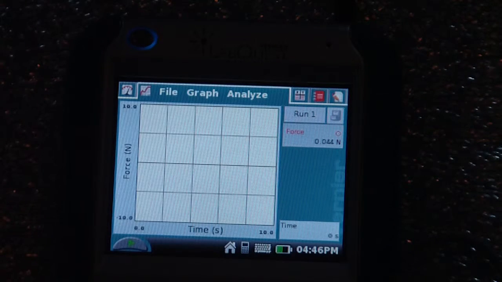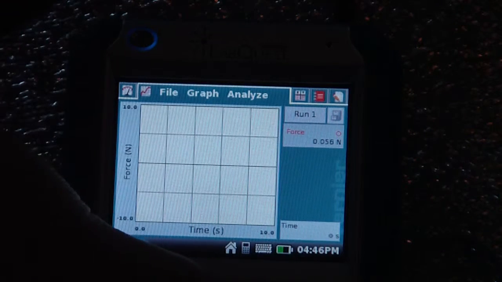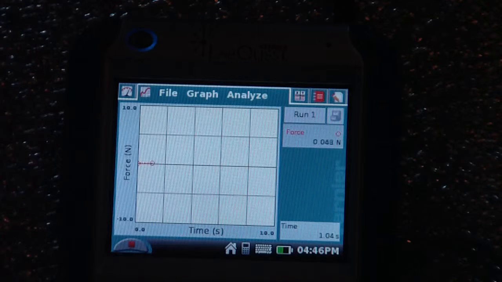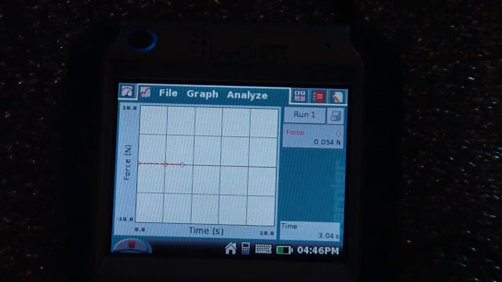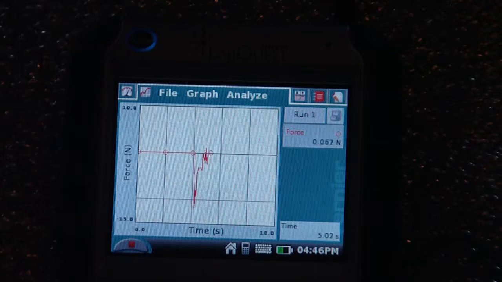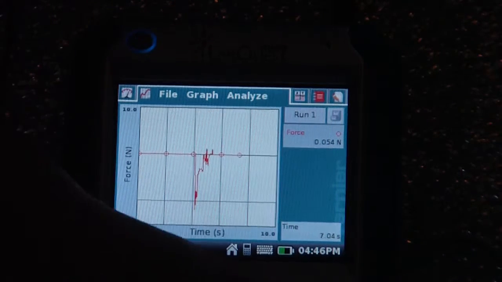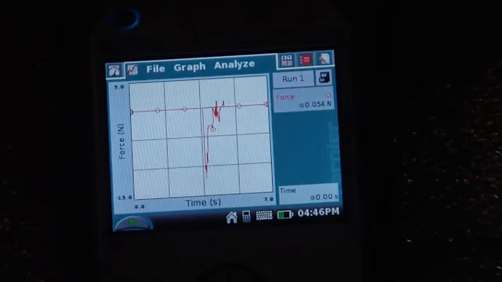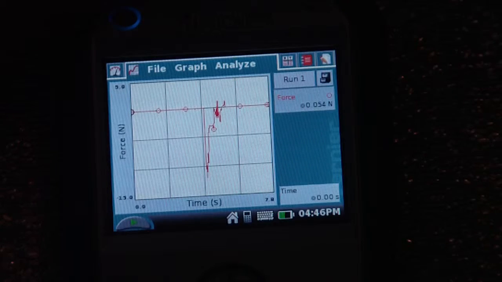So right now we'll light the car up and then, ready? 1, 2, 3. It seemed that the force let go and then it came back again.